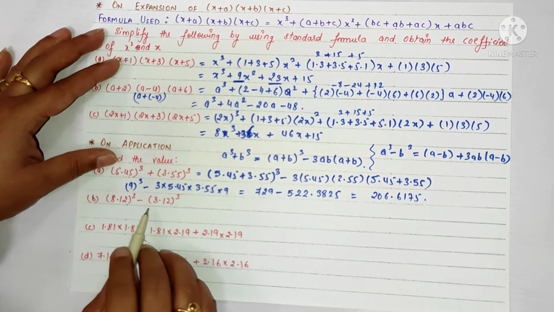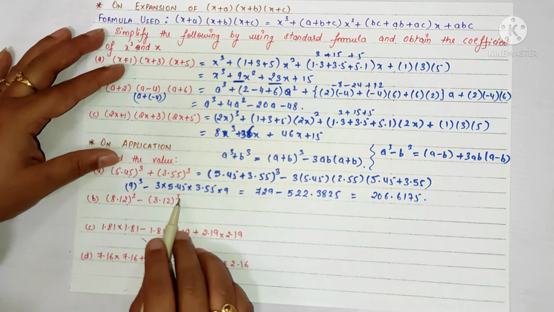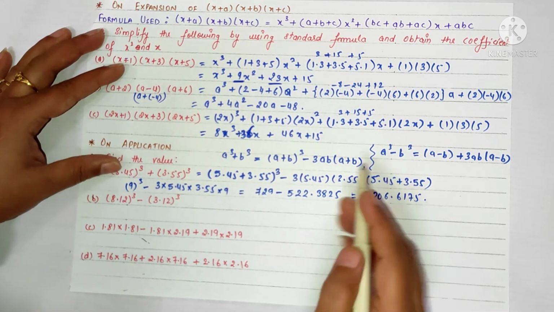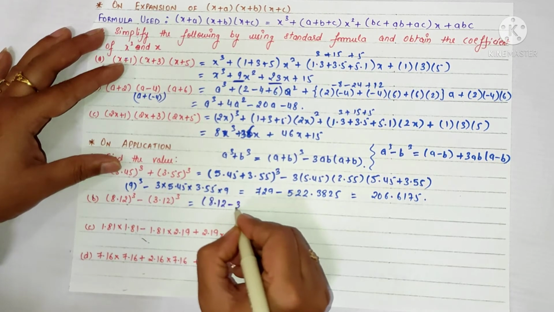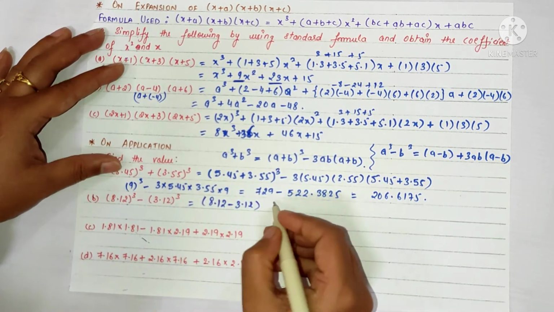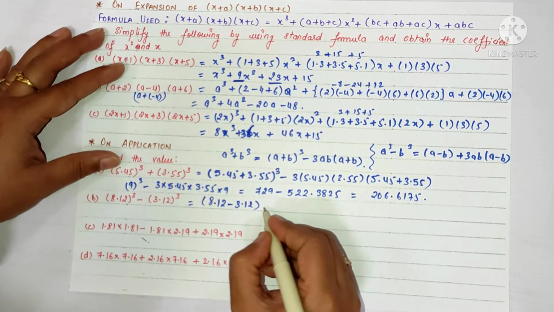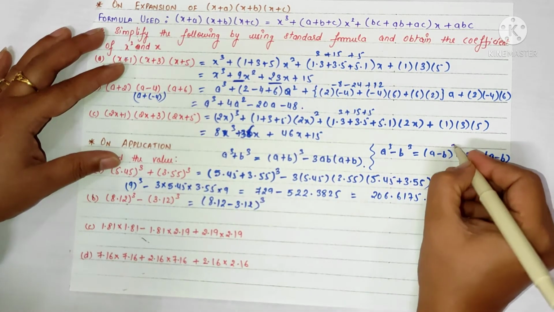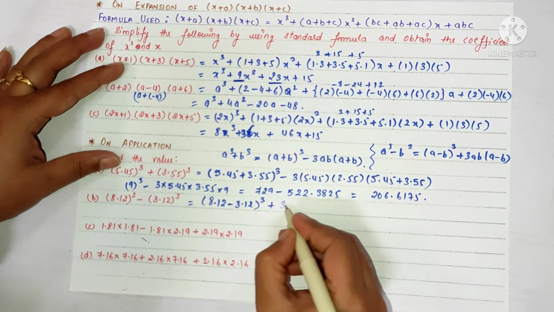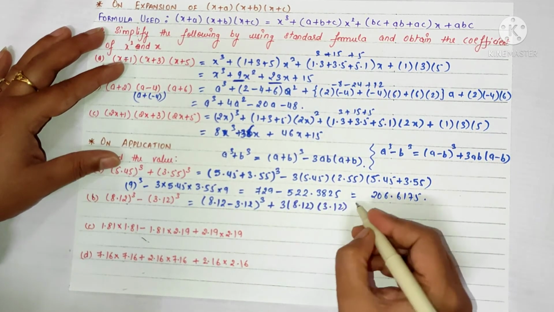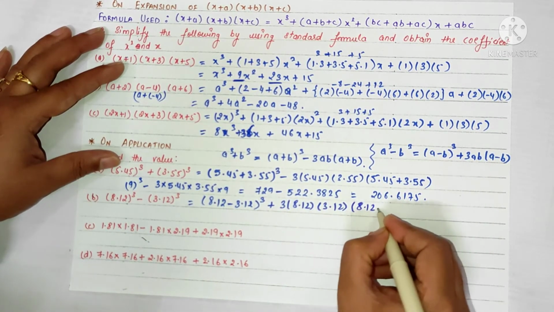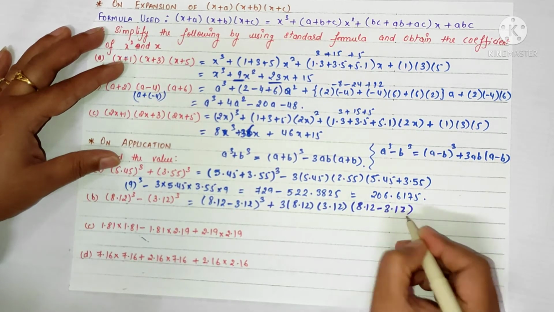8.12 whole cube minus 3.12 whole cube. So we'll be substituting in this formula. So we can write this as 8.12 minus 3.12 whole cube plus 3 into 8.12 into 3.12 into 8.12 minus 3.12.